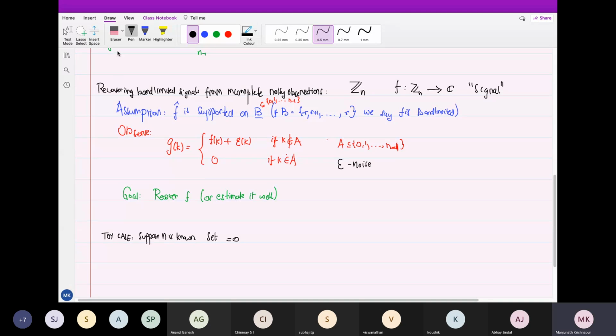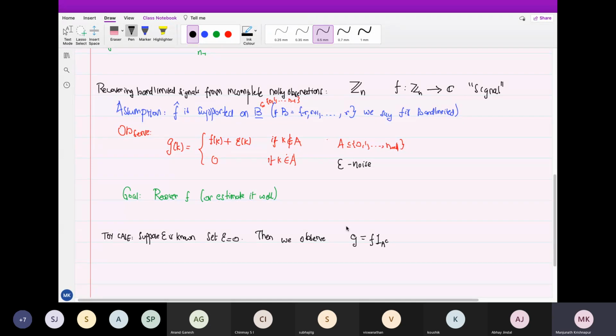Suppose the noise is known, in which case we will have subtracted and set it to 0. Okay, so no problem. We'll assume epsilon equal to 0. Then what we have is this. Then we get G equal to F indicator A complement.